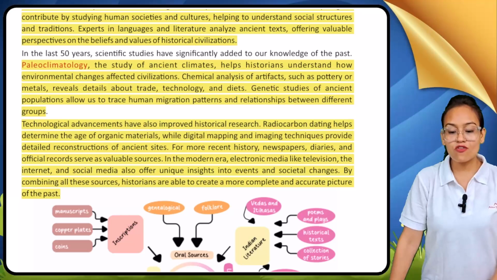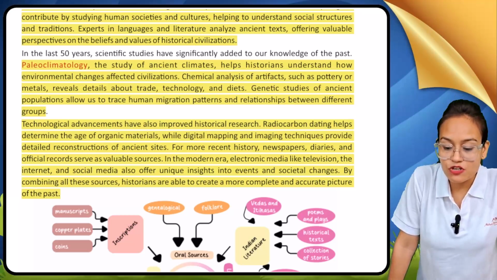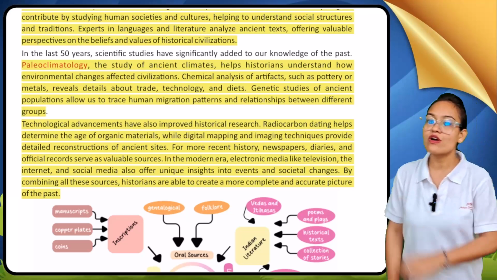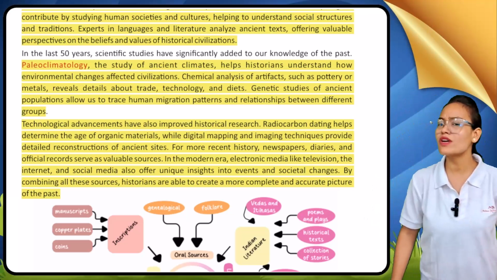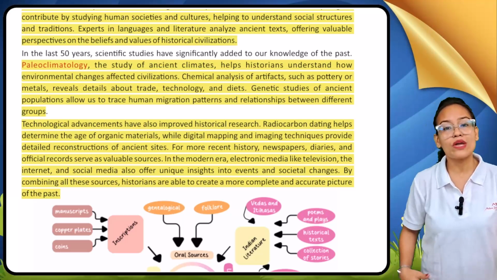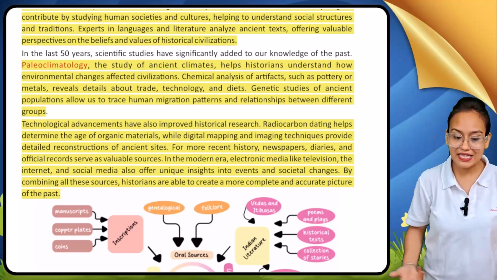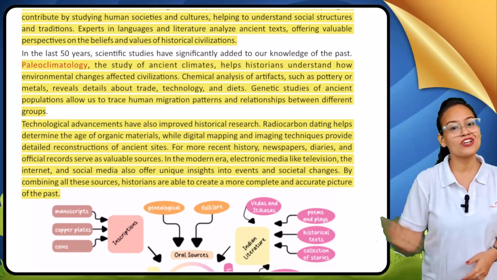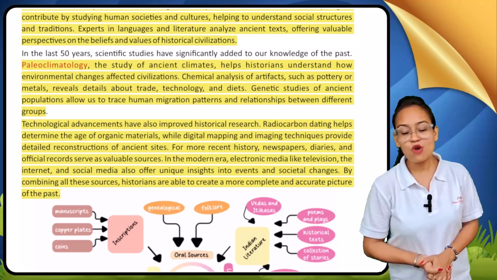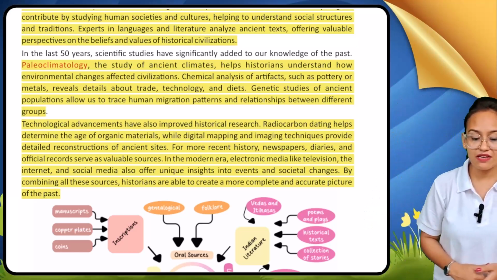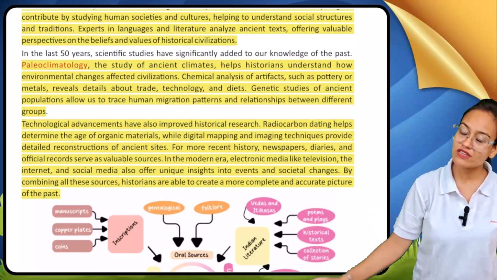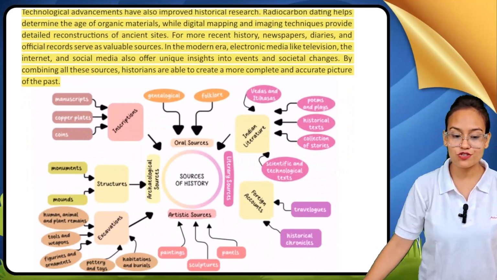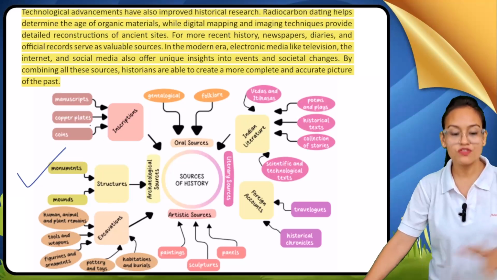For more recent history, newspapers, diaries, and official records serve as valuable resources. So if you want to know about the modern history of our country India, as well as the world, we have journals, diaries, and official records. They all give us the information of modern history. Now see, in the modern era, electronic media like television, internet, and social media also give us information of history. So here you can see sources of history throughout time.